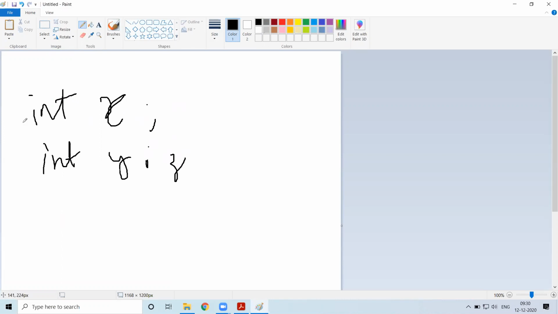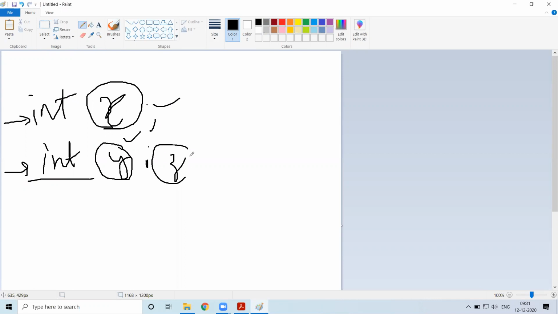So what happens in sequential execution is, this is the first statement, so in that first variable, this will be executed. This is the second statement, so this one gets executed. And next is this one. So one after the other will be executed.